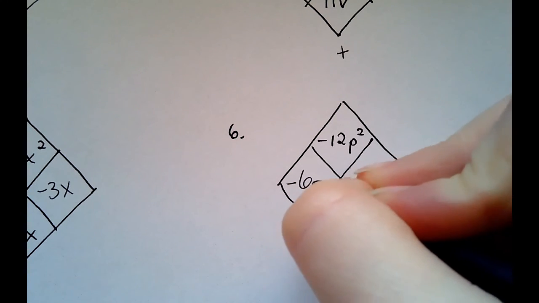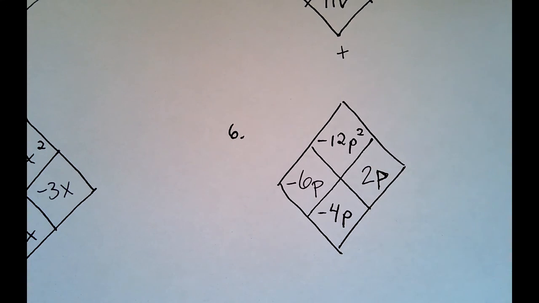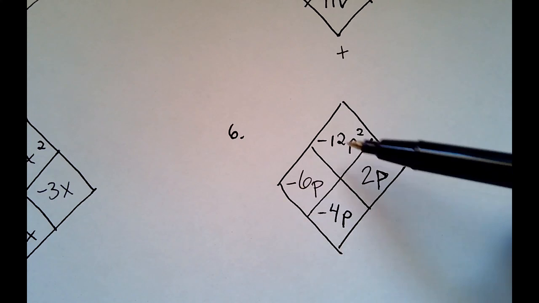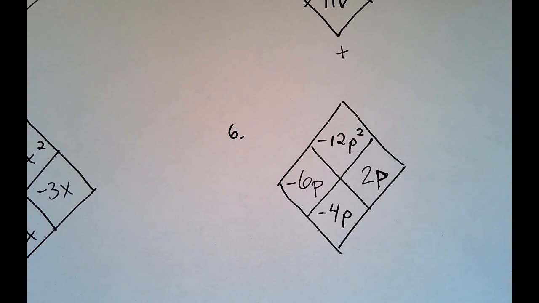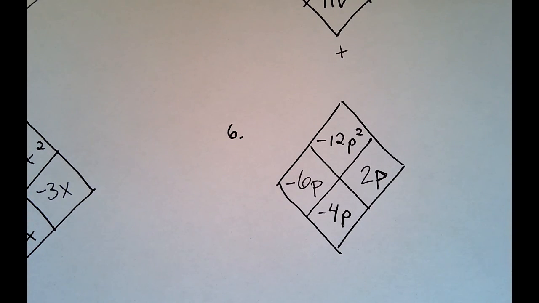Okay, so I got negative 6p and positive 2p. Negative 6 times 2 is negative 12. P times p is p squared. Negative 6p plus 2p is negative 4p. Hopefully that helped, and hopefully you'll be able to do the diamond problems that you need to now for factoring.